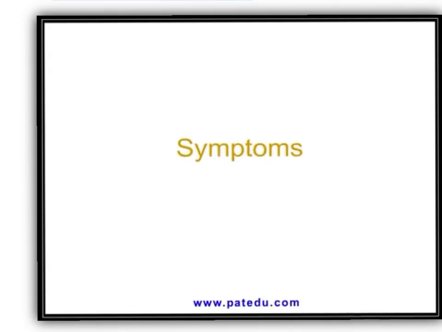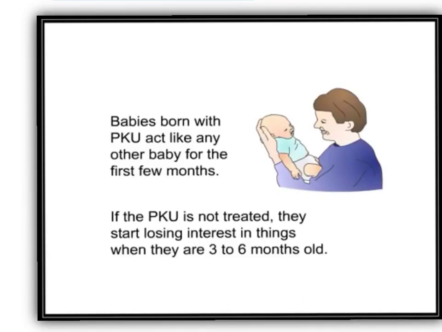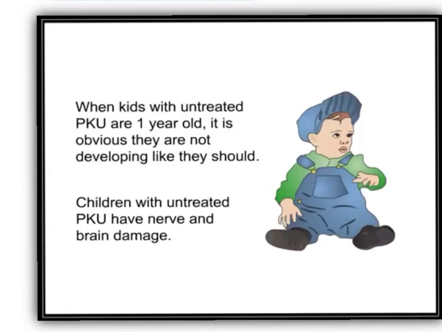Symptoms. Babies born with PKU act like any other baby for the first few months. If the PKU is not treated, they start losing interest in things when they are 3 to 6 months old. When kids with untreated PKU are 1 year old, it is obvious that they are not developing like they should. Children with untreated PKU have nerve and brain damage.